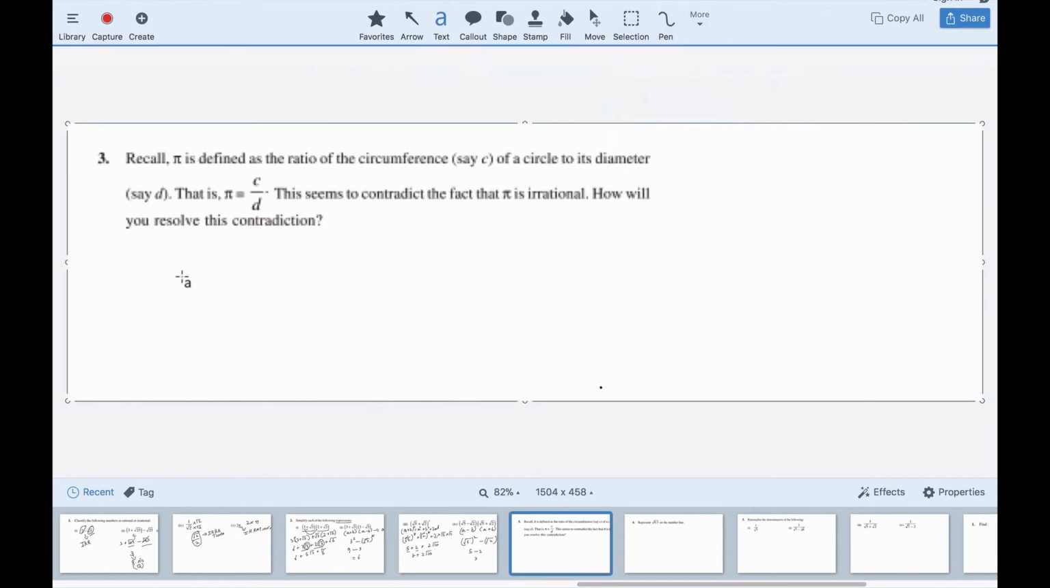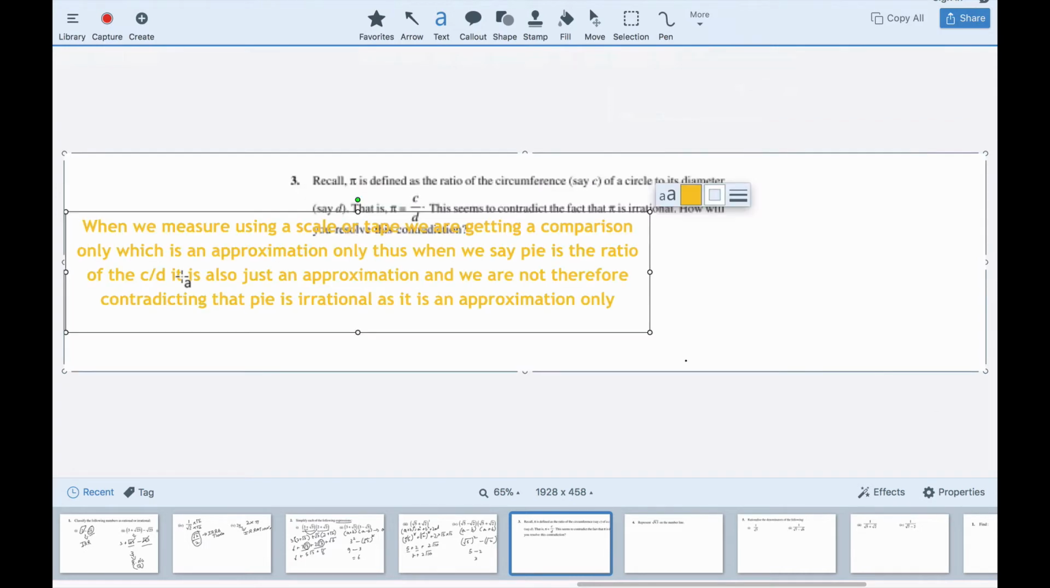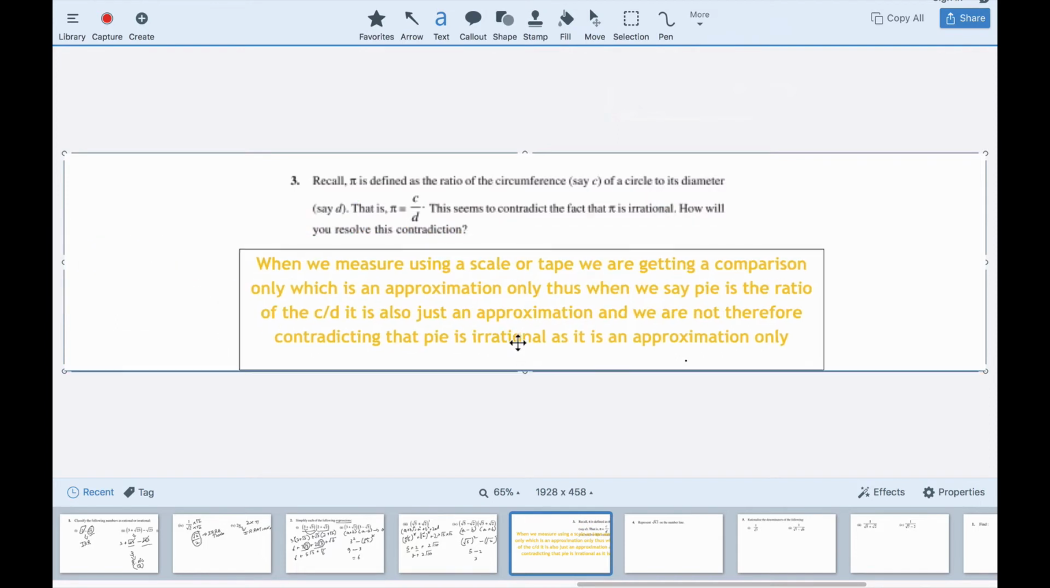So the question says recall pi is defined as the ratio of the circumference of a circle to its diameter. That is, pi is equal to c by d. This seems to contradict the fact that pi is irrational. How will you resolve this contradiction? Now we must remember that the circumference and diameter are just measurements. That means we have compared it to a known quantity, right? And thus it is just an approximation.